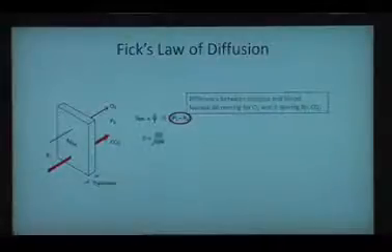The gradient for diffusion of CO2 is about 5 millimeters of mercury. So the PCO2 in the alveolus is about 40. The PCO2 in the mixed venous blood is about 45.